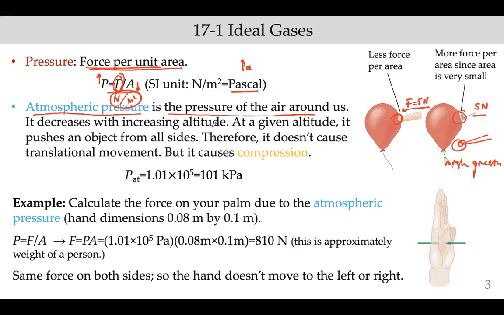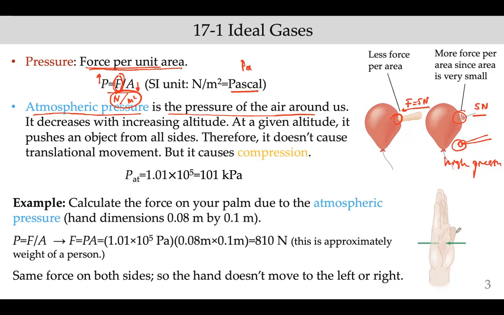So we will see examples. If you go up the mountain, it decreases. At a given altitude, so let's say you're at sea level or somewhere at a given altitude, it pushes an object from all sides. Therefore, it doesn't cause translational movement, but it causes compression.